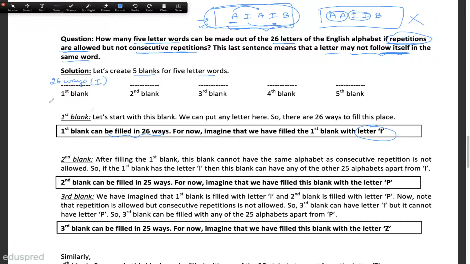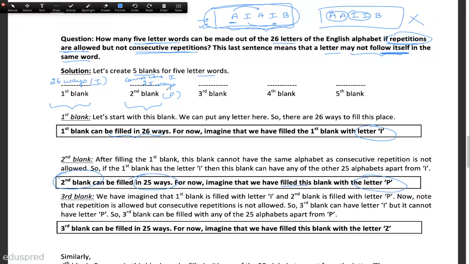Now in how many ways can we fill the second blank? Consecutive repetition is not allowed, so we cannot have I over here because I is there in the first blank. We are allowed to have the other 25 alphabets, but we cannot have I. That means to fill the second blank there are 25 ways. Let's say that we write the letter P over here. For now we are imagining that we have filled the second blank with the letter P.